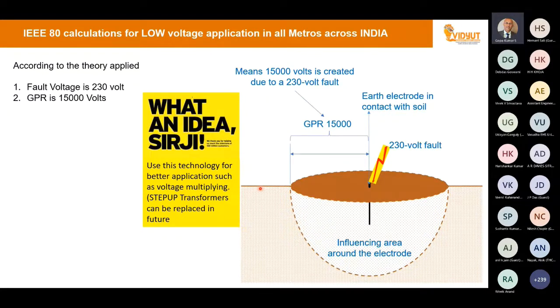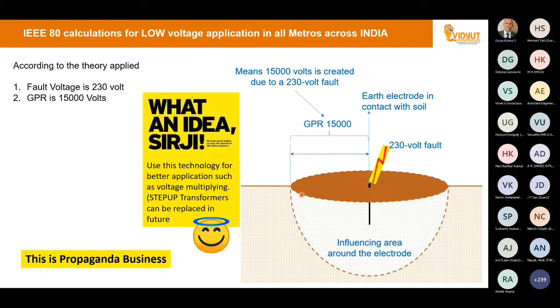If you want to increase the voltage, you put an earth electrode and send the current through the earth, and your voltage will be increased. So these kinds of ideas are propagated in the market. This is called the propaganda business. Who propagates? A lot of software companies, those who have IEEE software.